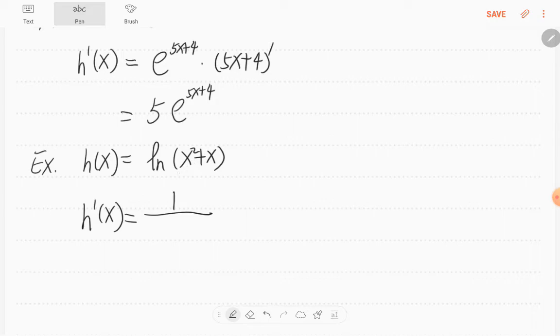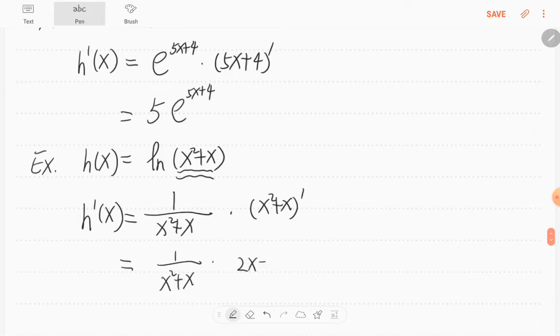You keep the whole inside function here, then multiply by the derivative of the inside function. So this would be 1 over x squared plus x times 2x plus 1. If you want to combine them together, it would be 2x plus 1 over x squared plus x.